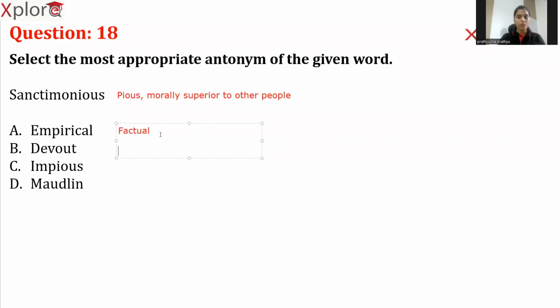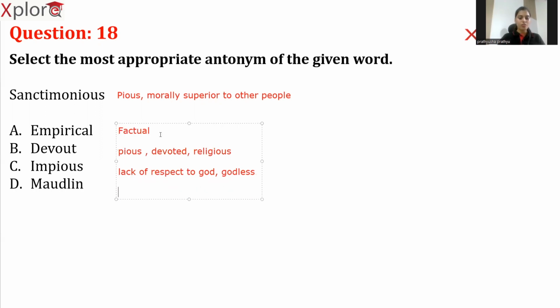Now, what is the meaning of devout? Sanctimonious and devout, these both are kind of synonyms. Pious, you can even call devout a devoted person, I mean, a person who is into religion too much, like a religious person. Now, impious. The meaning of impious is nothing but showing lack of respect to God, like ungodly, godless. That's what we call impious.